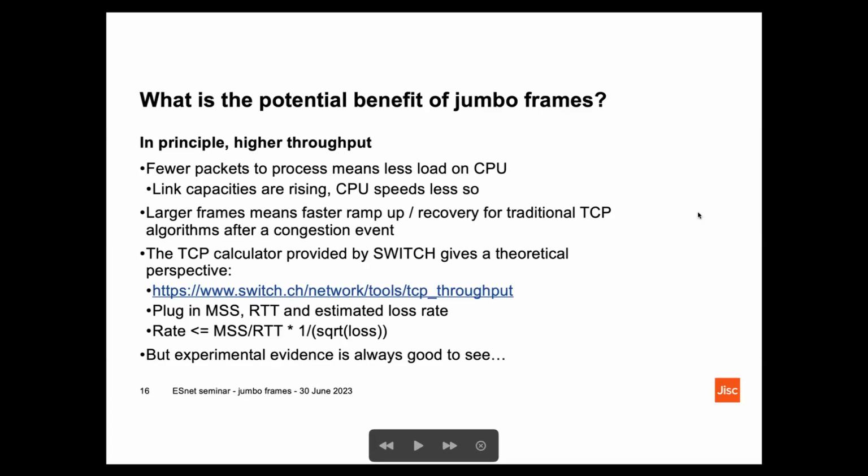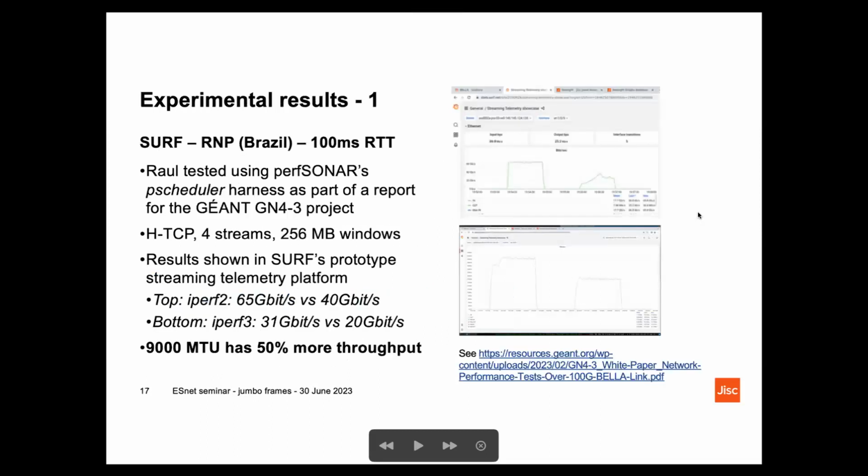So I've got 4 or 5 slides now of just some anecdotal evidence from various tests that we've done with my colleague Raoul, who I'm not sure if he's on the call. He may or may not be, sorry, I don't know. He did some tests earlier this year, or maybe this one is even late last year.